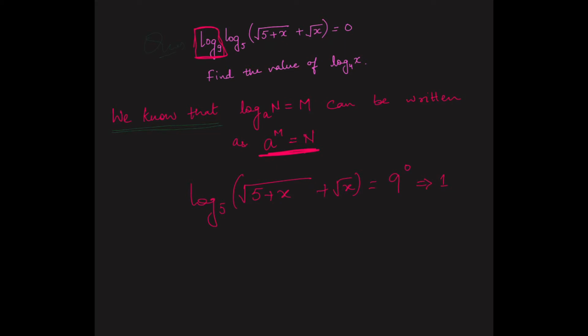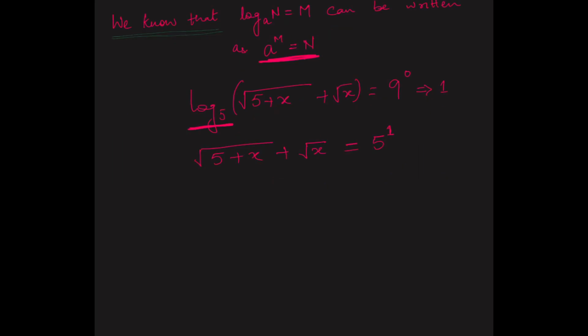Okay, so that's our first step. Now next we are going to do the same thing with the next log that we have. We will be left with square root of 5 plus x, plus square root of x, is equal to 5 to the power of 1, and 5 to the power of 1, we know, is 5. All right, so now the simplified version of our equation is square root of 5 plus x, plus square root of x, is equal to 5.